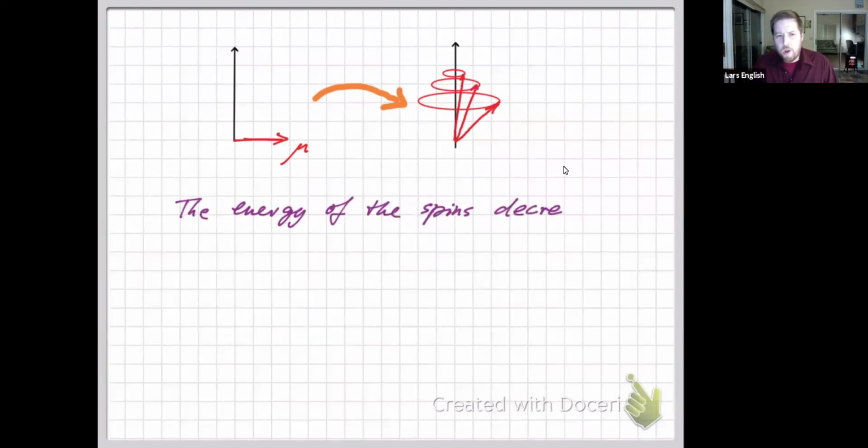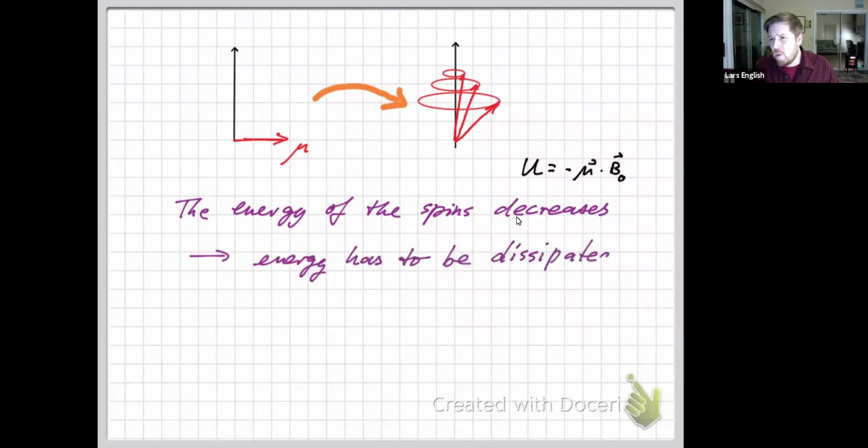Okay, so clearly the energy of the spins then decreases because, as you probably remember, we have this formula of U is equal to minus mu dot B. And so if mu aligns with B naught, we can lower the energy. So as we're tilting back towards the z-axis, the potential energy, if you will, of each of the spins decreases. And since overall energy has to be conserved, we have to find a way for that energy to be dissipated somewhere else. This energy has to go somewhere.